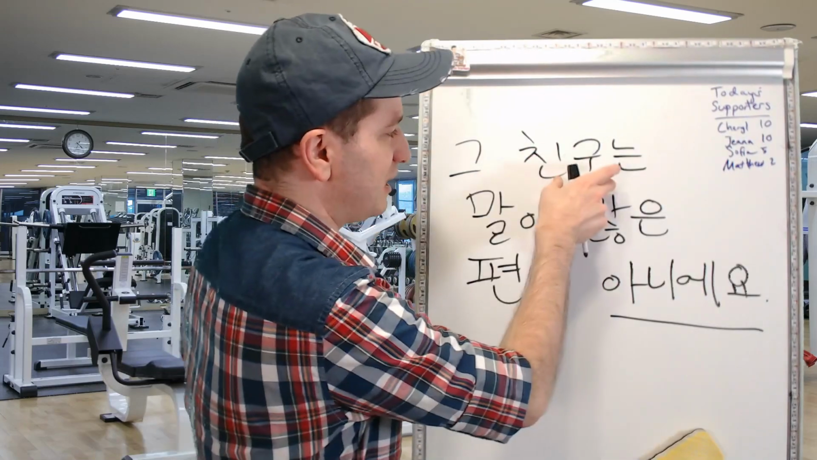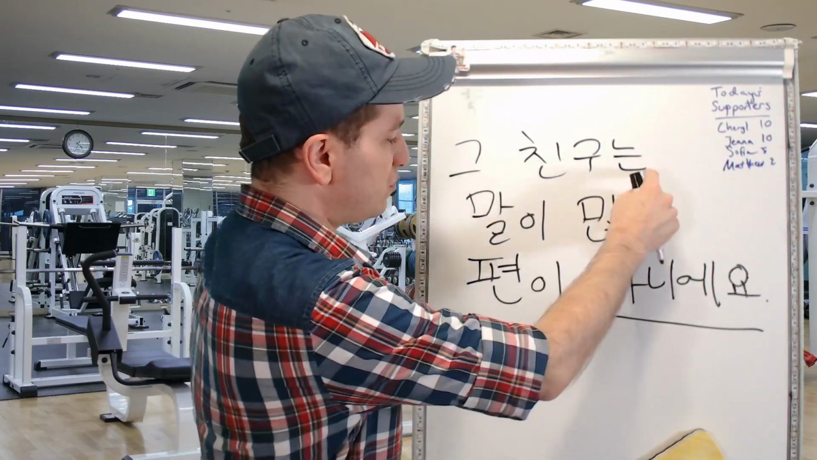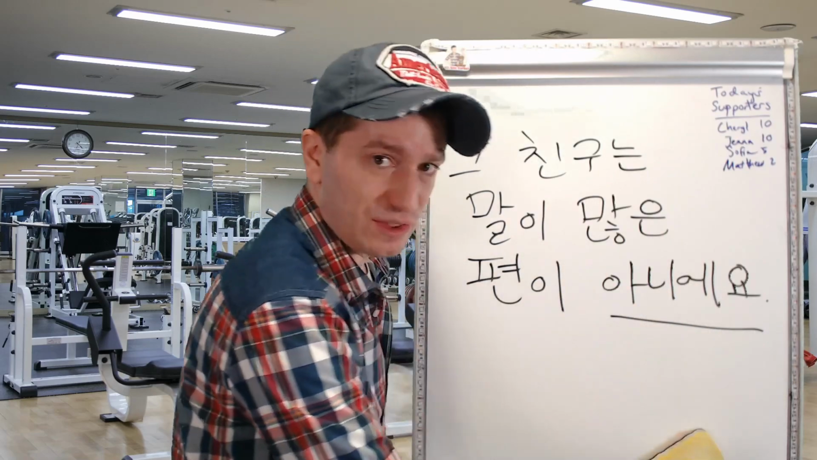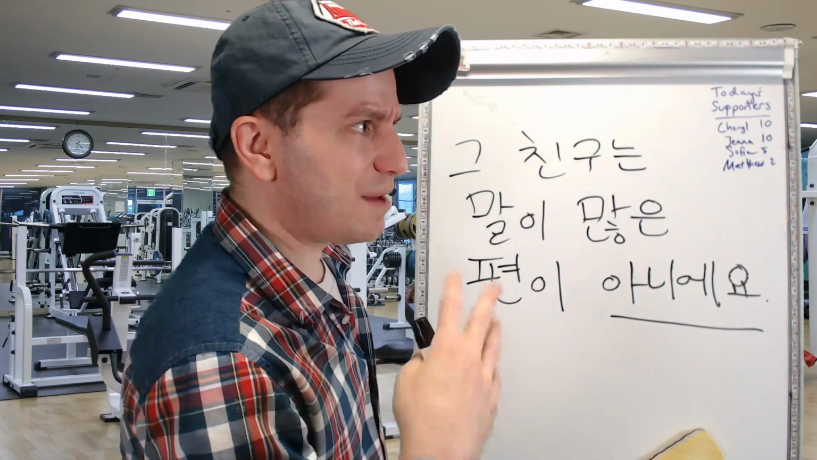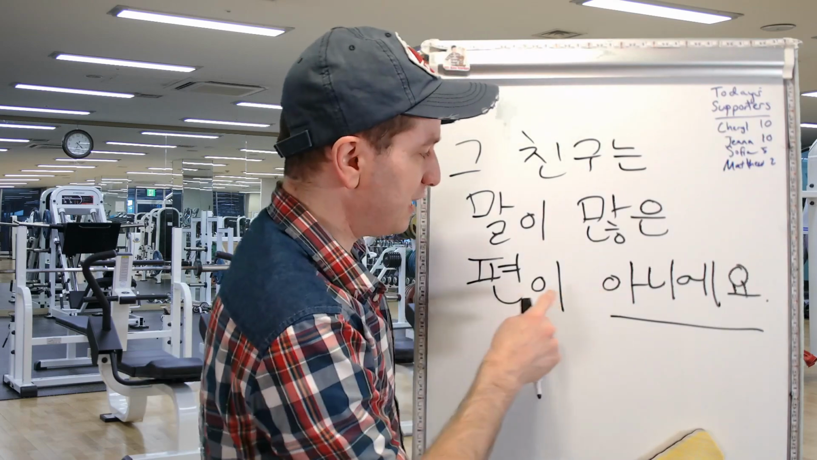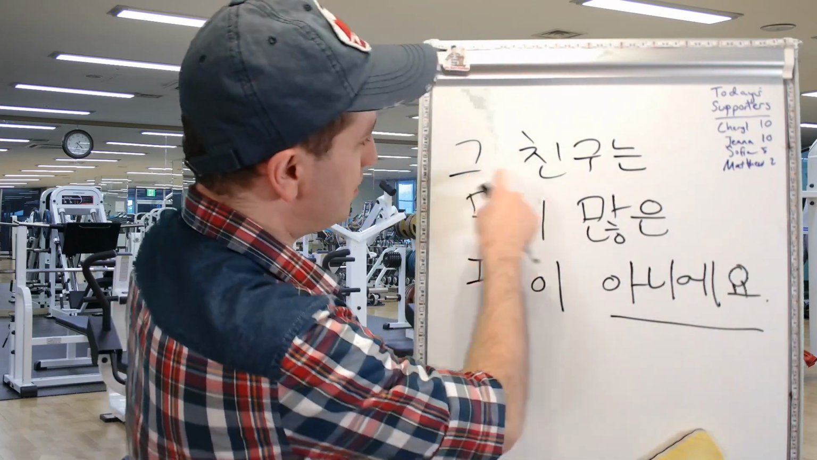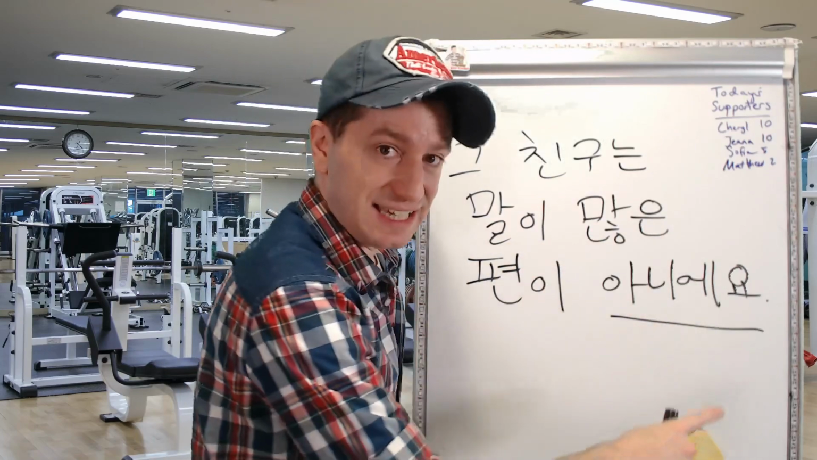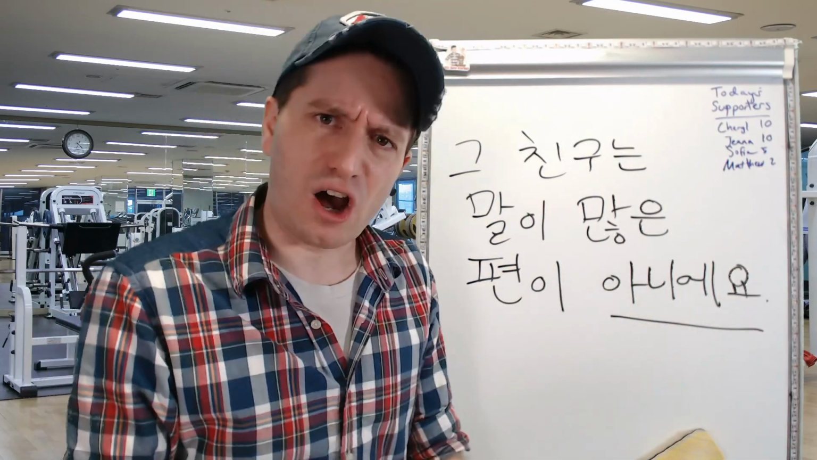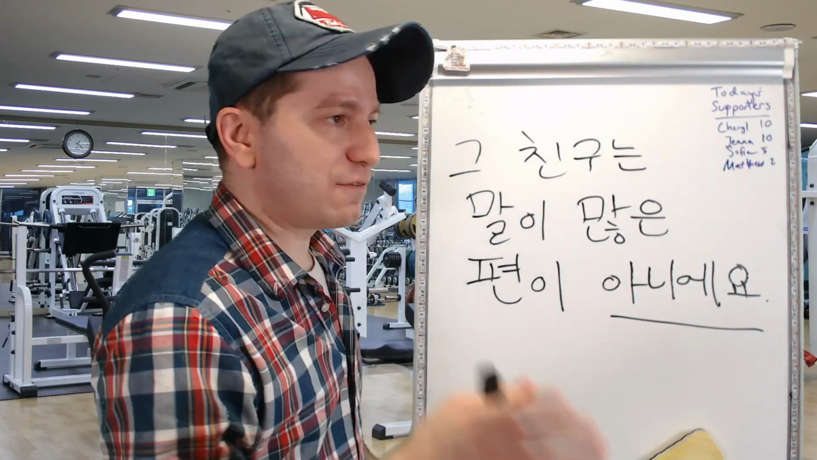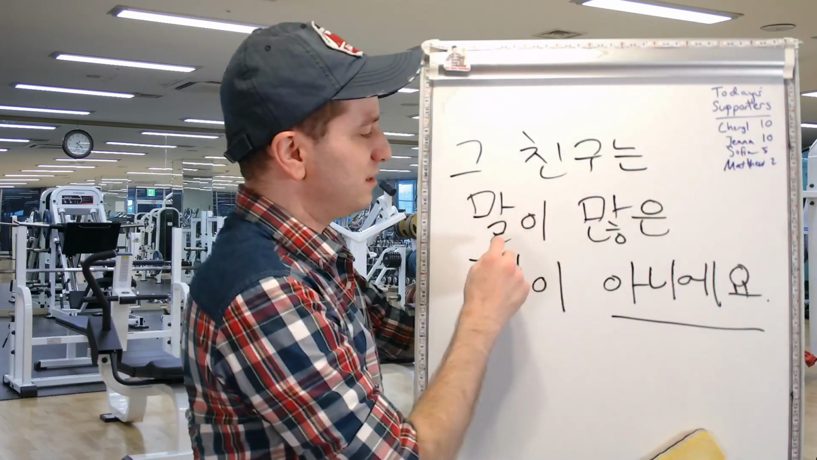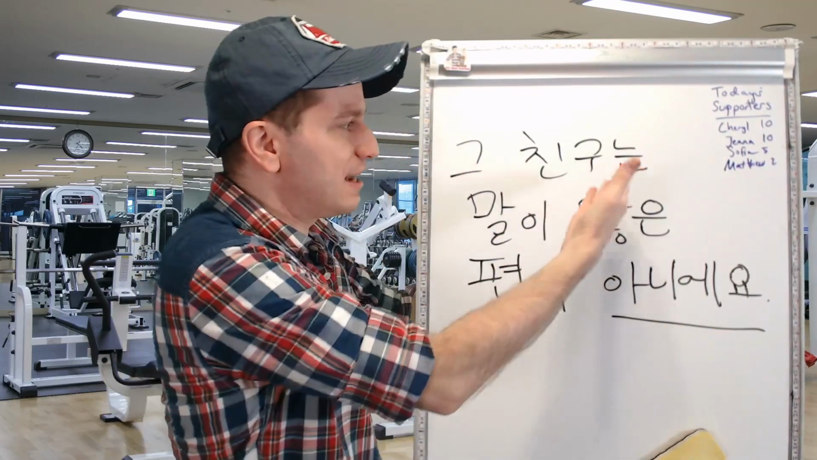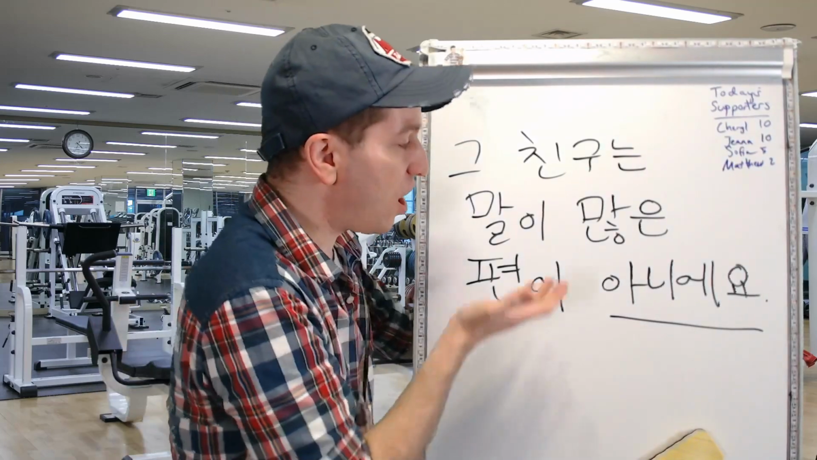Okay. 그 친구는, that friend, that person, 그 친구는 말이 많은 편이 아니에요. That person is not on the side of having a lot of words, or that person is not on the talkative side. You could switch this up. You could say 편이에요. Is. 그 친구는 말이 많은 편이 아니에요. That friend is not on the talkative side. Or that friend is not somewhat or not relatively talkative. 그 친구는 말이 많은 편이 아니에요. That friend is not on the talkative side.